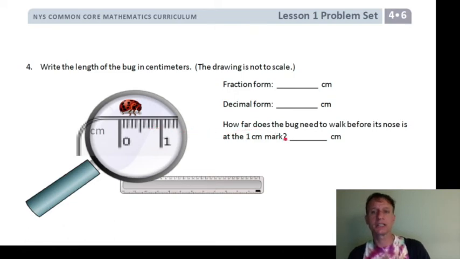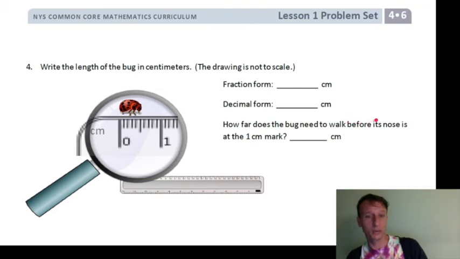Now, how far does she need to walk before her nose? See, I said buttocks, and they're saying she has a nose. I don't know. Do ladybugs have noses? Do they have buttocks? I leave it to you to research. Post it in the comments.